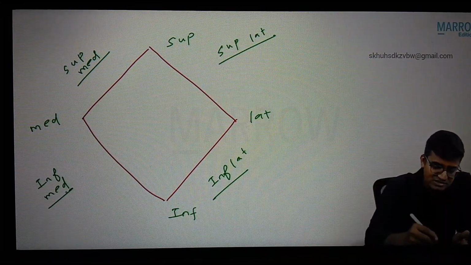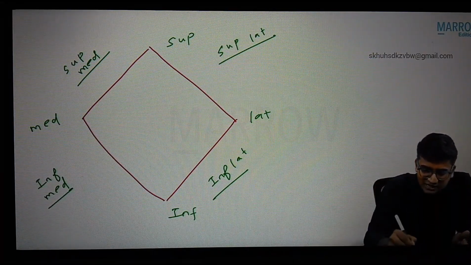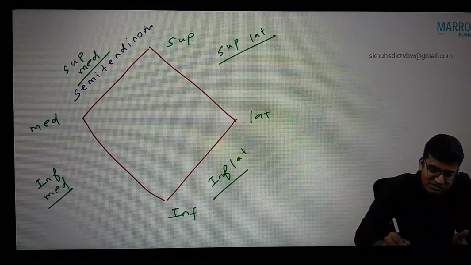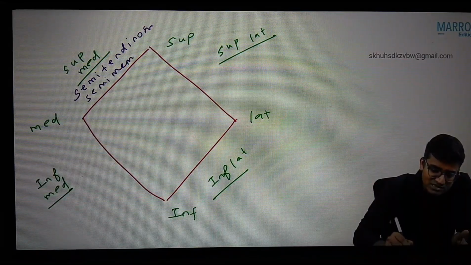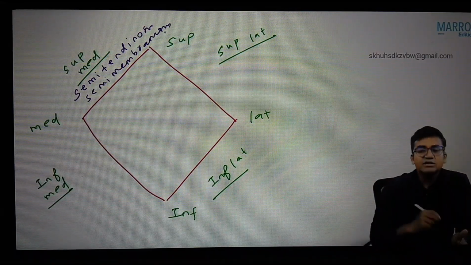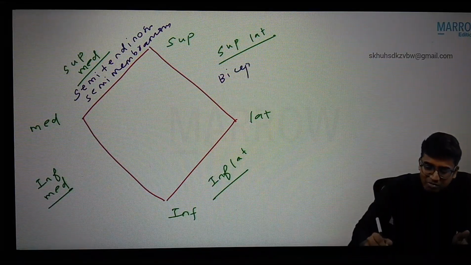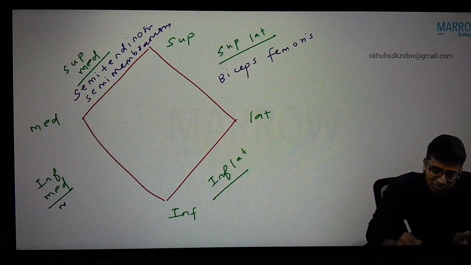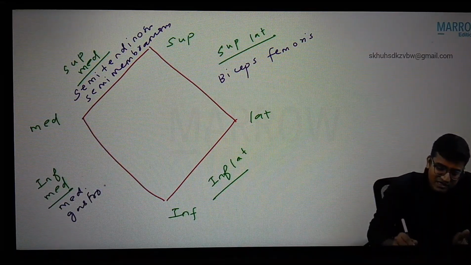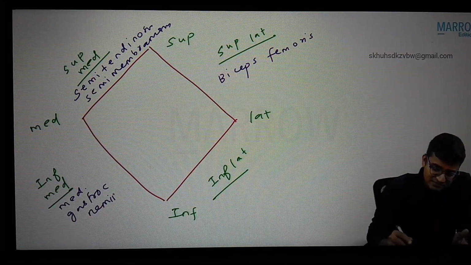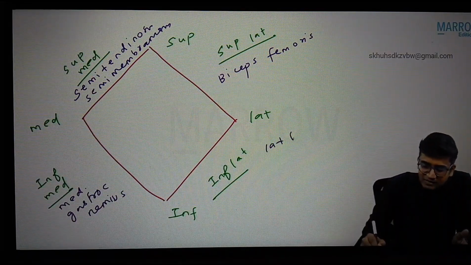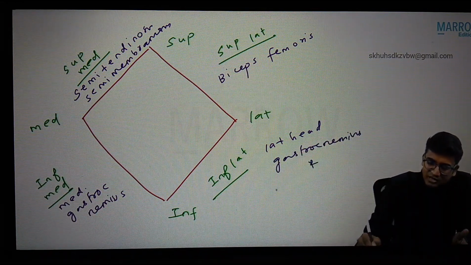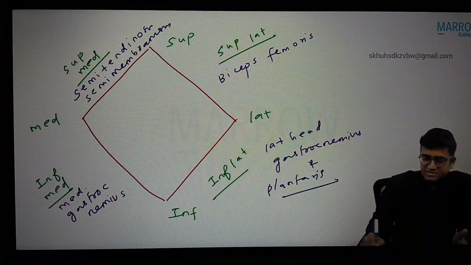Supromedially is formed by hamstring muscles. What are those? Your semitendinosus and semimembranosus. So, supromedially, semitendinosus muscle and semimembranosus muscle. Supralaterally formed by biceps femoris muscle. Infromedially, medial head of gastrocnemius muscle. Infrolaterally, lateral head of gastrocnemius muscle and also by one small muscle, plantaris muscle.